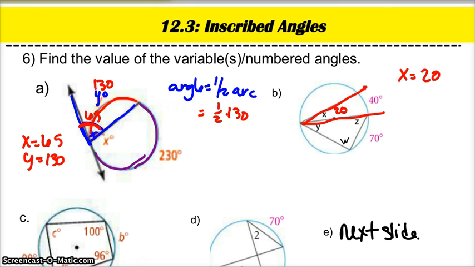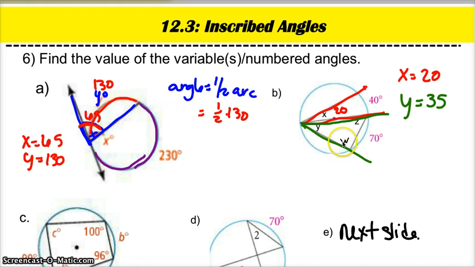Similarly, if I extend angle Y outward here, I see that the arc it's intersecting is the 70. So that means the angle is half of the arc. So the angle is 35.